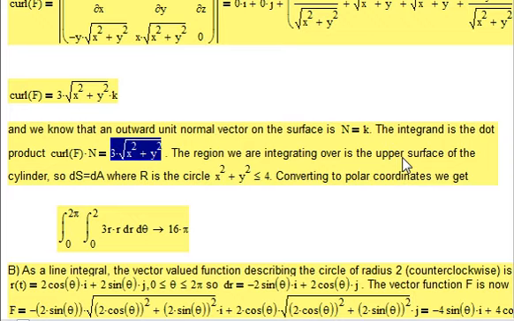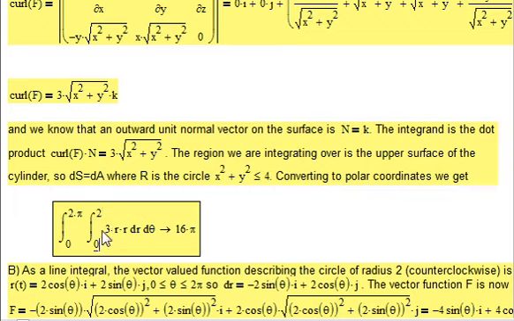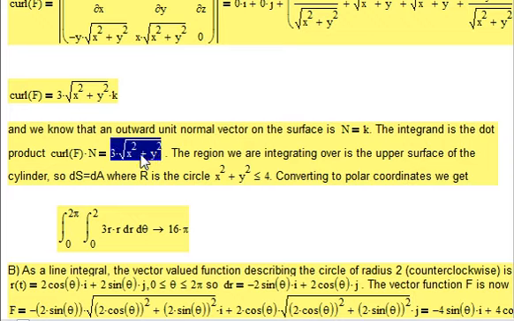The region we're integrating over is the upper surface of the cylinder, so dS equals dA, where R is the circle, square root of x squared plus y squared is less than or equal to 2. So converting to polar, r from 0 to 2 because the radius of the circle is 2, theta from 0 to 2 pi because it's a circle after all. And we wind up with 3r in polar. So 3r times r dr d theta, and trust me, it comes out to be 16 pi.